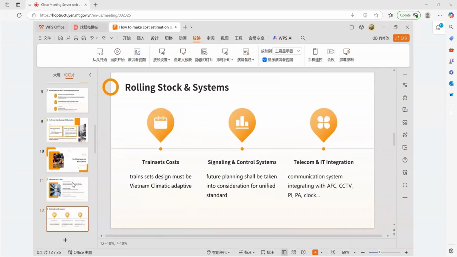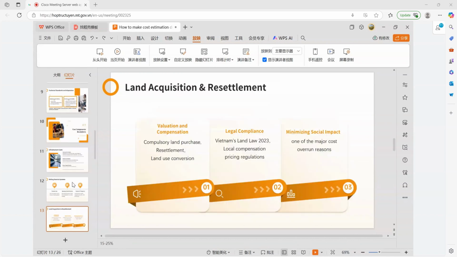Then land acquisition and resettlement cost will also be a big part of the cost of the project. It includes compulsory land purchase, resettlement, land use conversion. And for this part, legal compliance is very important. Then Vietnam's Land Law 2023 and the local compensation pricing regulations in each province along the whole line shall be understood to minimize social impact.